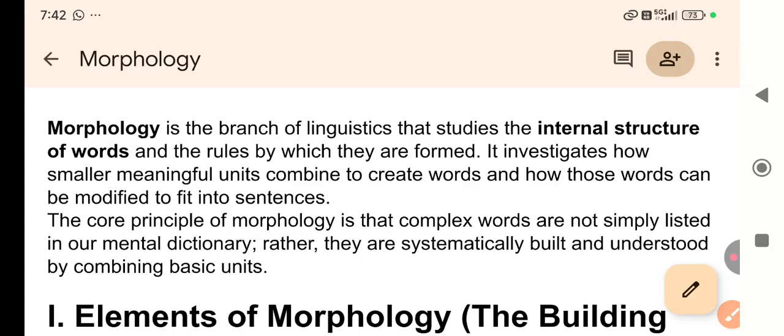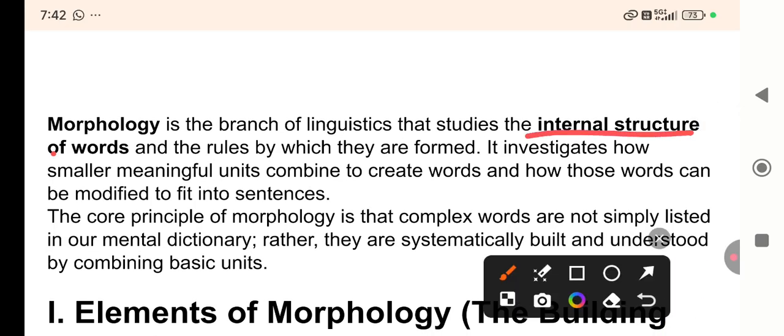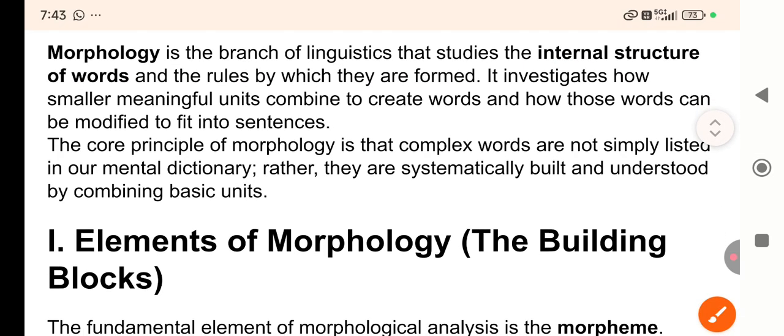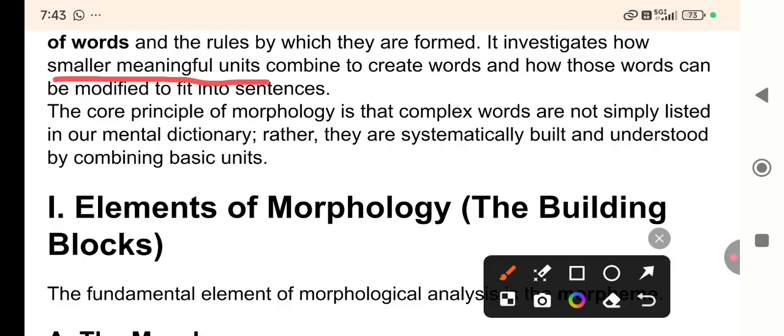Morphology is the branch of linguistics that studies the internal structure of words, how words are formed, and what the rules are. So that is the study of words, their internal structure and rules, that is how words are formed. Along with this, it investigates how smaller meaningful units combine to create words, and how those words can be modified to fit into a sentence.